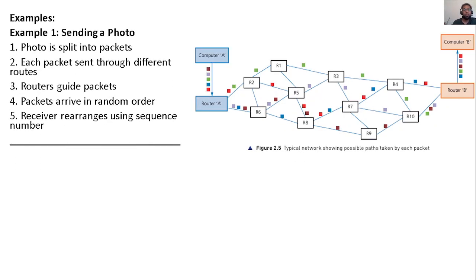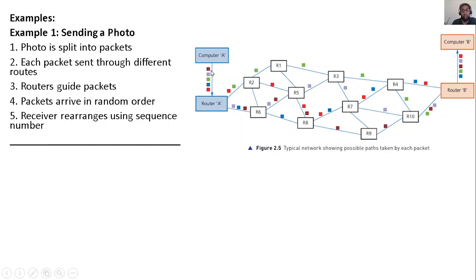Example 1, sending a photo. When we have to send a photo from computer A to computer B, the photo is split into packets. Each packet is sent through different routes, and routers guide packets on which path they should take. Packets arrive in random order. Any packet can come first, any packet can come second, and this is why the receiver has to rearrange them into the proper order.